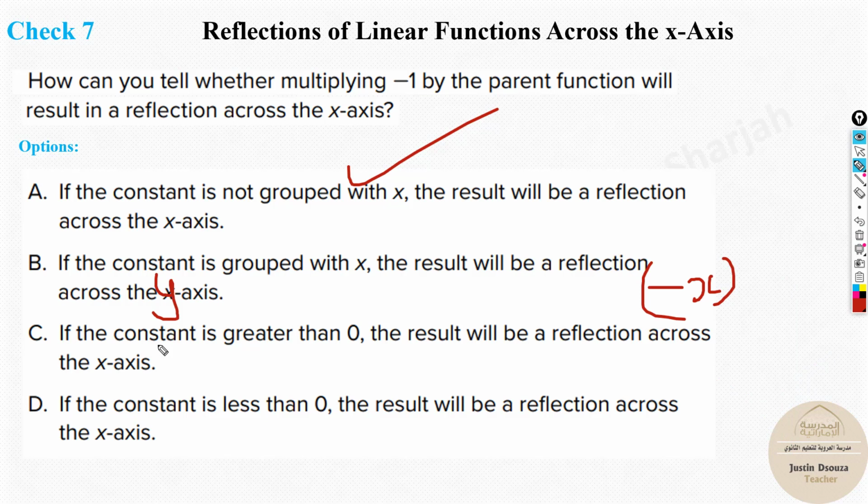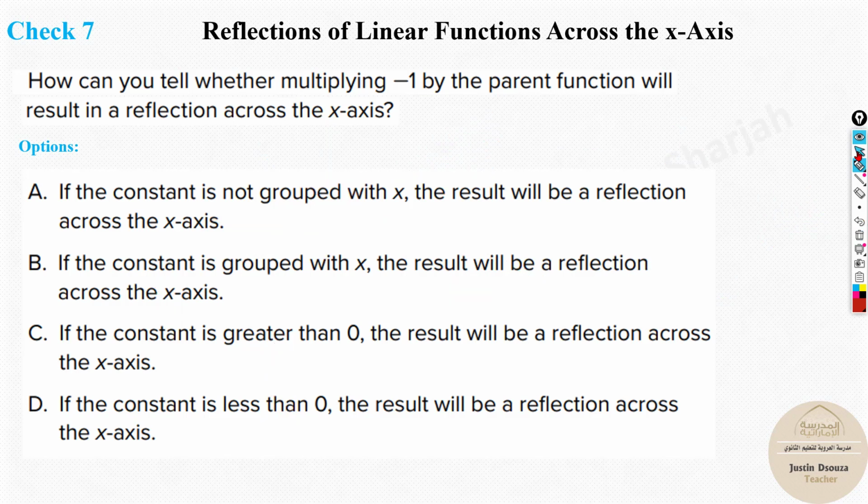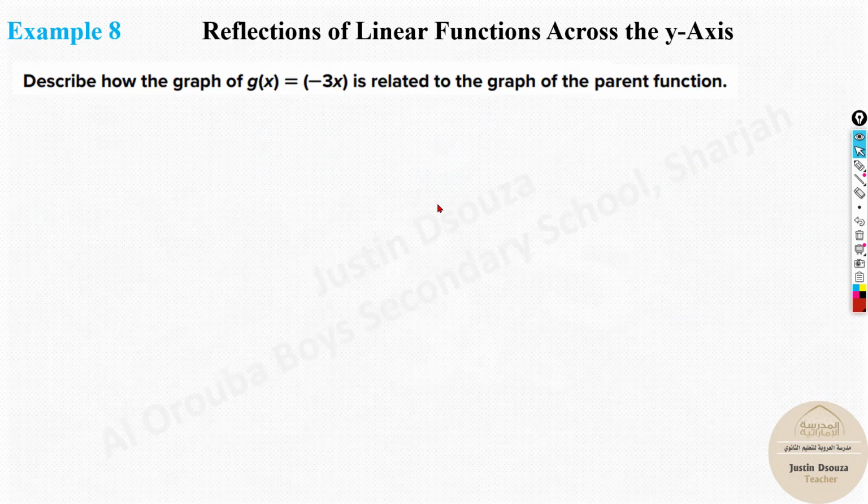Okay. If the constant is greater than 0, the reflection, no, this is wrong. It's about the sign, right? So if the constant is not grouped with x, the result will be the reflection along the x-axis. That means it's like this, minus f(x). These two cases, what happens? If you have a graph like this, it will be along this axis, along the x-axis, it will come down. So this will be (1, 1). Over here it would be (1, -1). Only the y values change. So the answer is A.